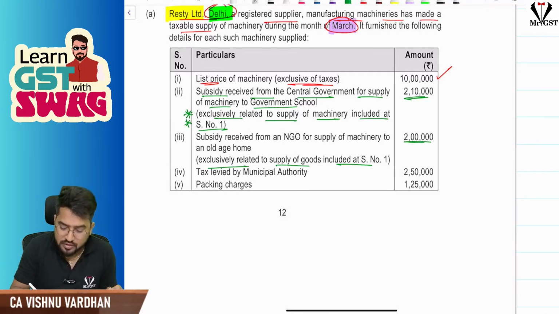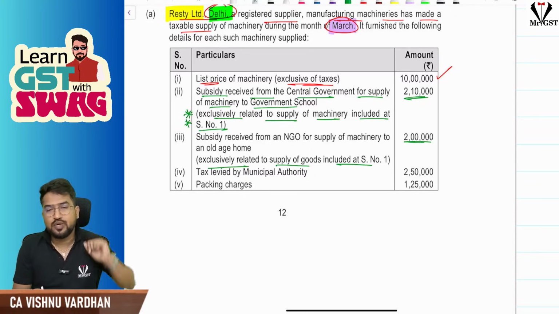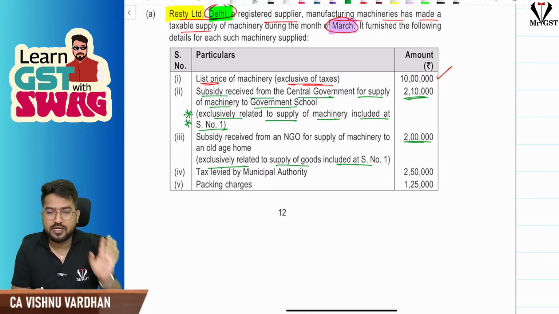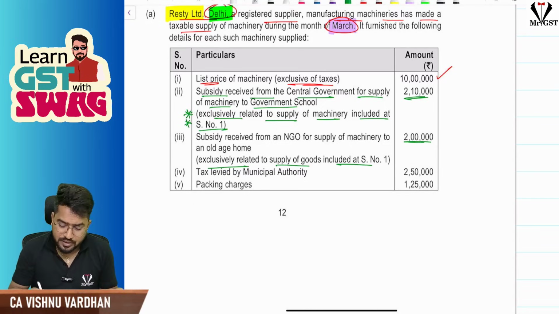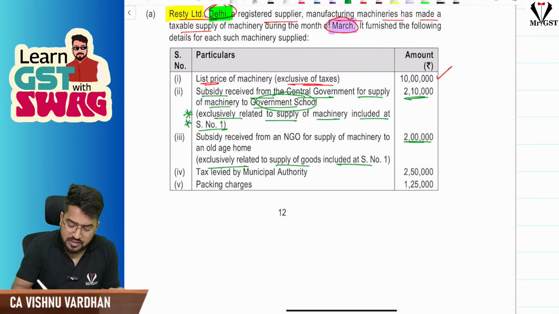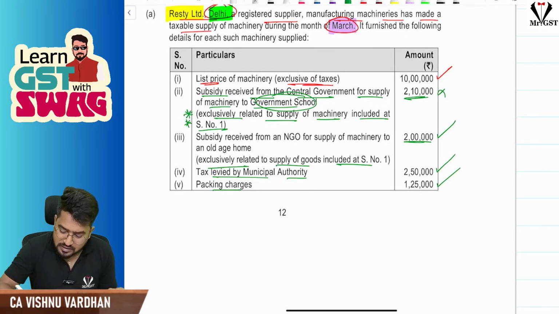So this 2 lakh is also not included in 10 lakh. So this 2 lakh is related to the goods which is included in serial number 1, not the price included in serial number 1. Okay, so these two subsidies are not included there, and this is government subsidy, so we will not consider that. But this is from any person other than central government, state government, so we will add that. Taxes levied by municipal authority, yes, we will add it to the value of supply. Packing charges, we will add it to the value of supply.